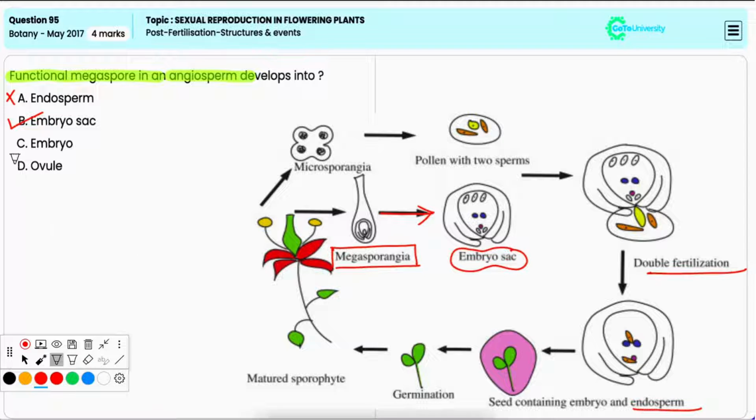Option C, embryo. This is incorrect because the embryo develops after fertilization when the zygote undergoes division, but it is not formed directly from the functional megaspore. Option D, ovule. It is also incorrect because the ovule is a structure of the plant that contains the megasporangium, which produces the functional megaspore. But the ovule itself does not develop from the functional megaspore.